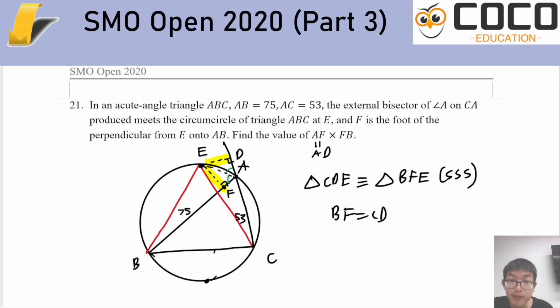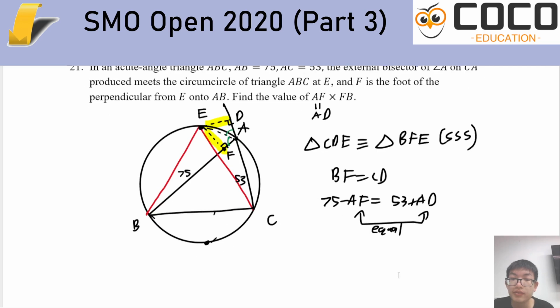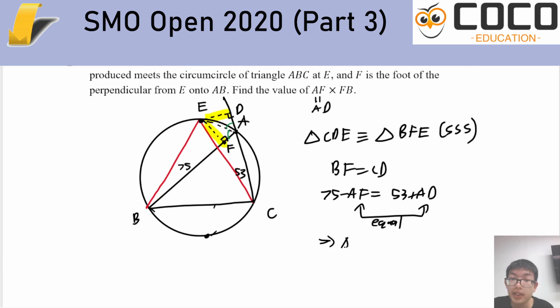Because BF is 75 minus AF, and CD is 53 plus AD, and these two are equal. So the implication immediately is that AF equals AD equals 11, and FB is just 75 minus 11, which is 64. We didn't use power of a point in the end for this solution. We just used the angle bisector to get some equal lengths and then found both AF and FB.